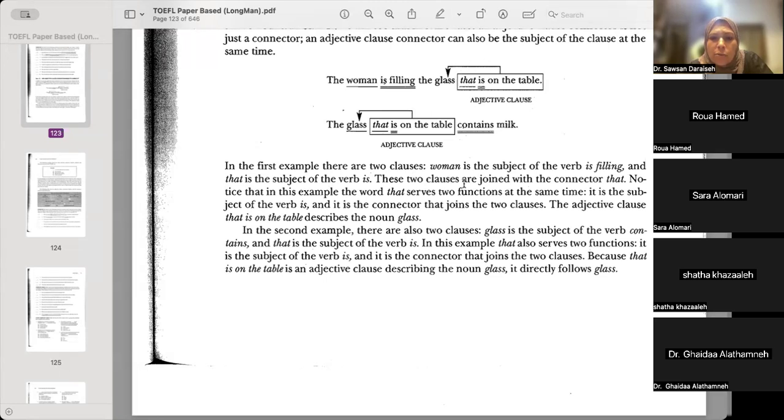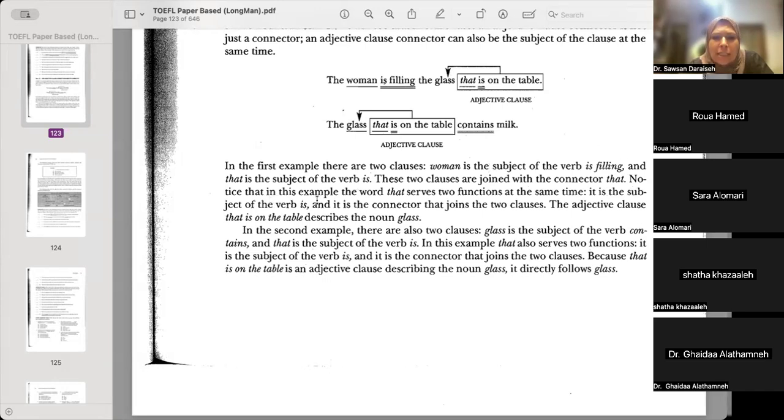These two clauses, once we have two clauses, you have to always remember we need a connector, okay? These two clauses are joined with the connector that, this over here. So we consider it the connector between this clause and this clause, right? That, which is also a subject of the second clause, okay?